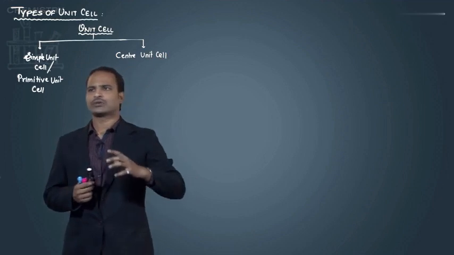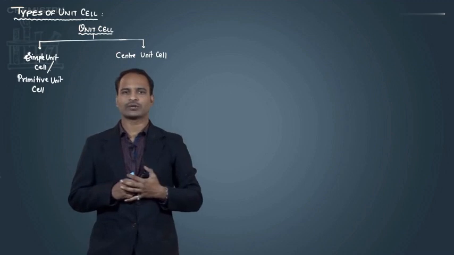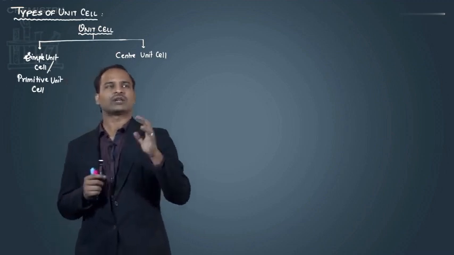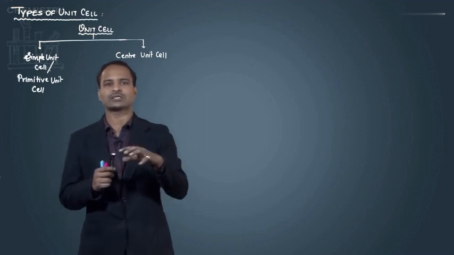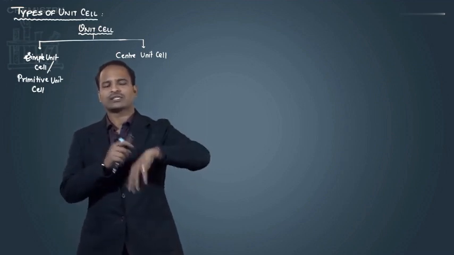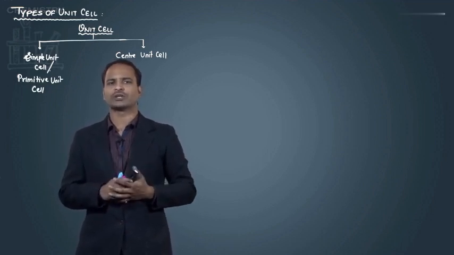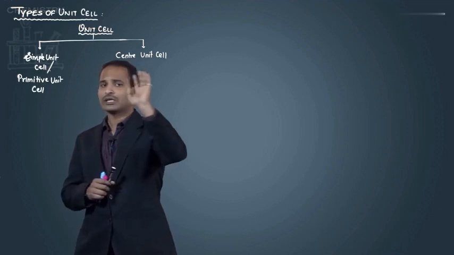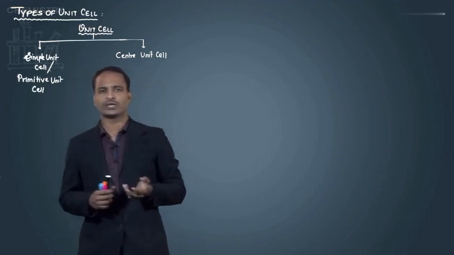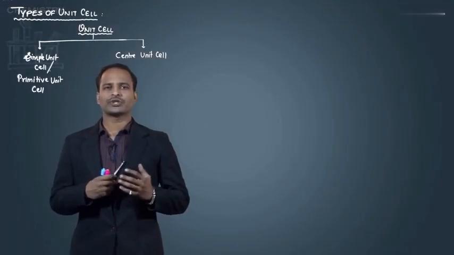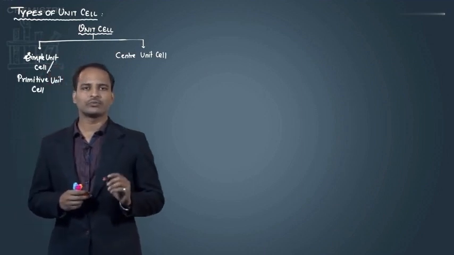Simple unit cell is a unit cell where the particles are present only on the corners of the unit cell. While in the case of a centered unit cell, the particles are present on the corners as well as somewhere else, like in the body of the unit cell. So here, in addition to the corners, particles are present in the body also, and that is called a centered unit cell. Depending upon the position where the particles can be present, the centered unit cell is again classified into 3 more categories.